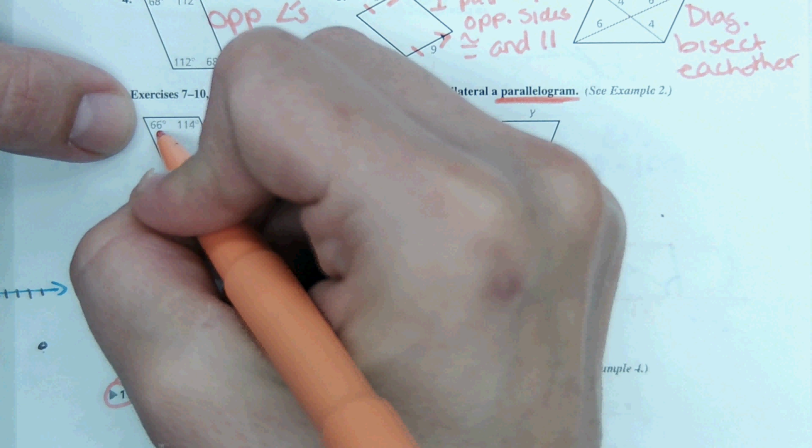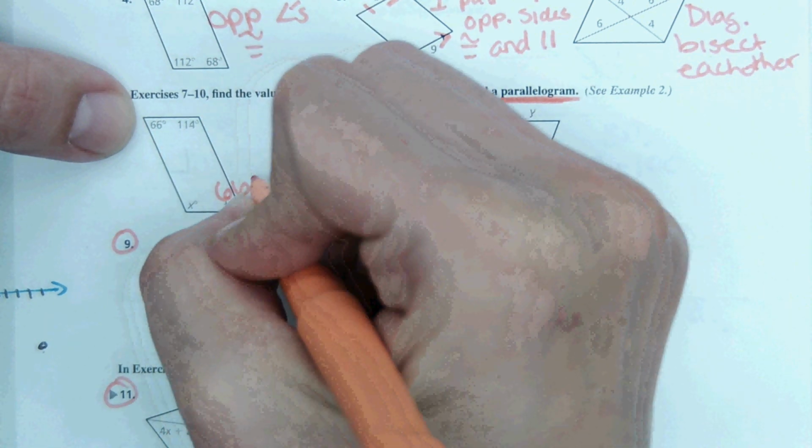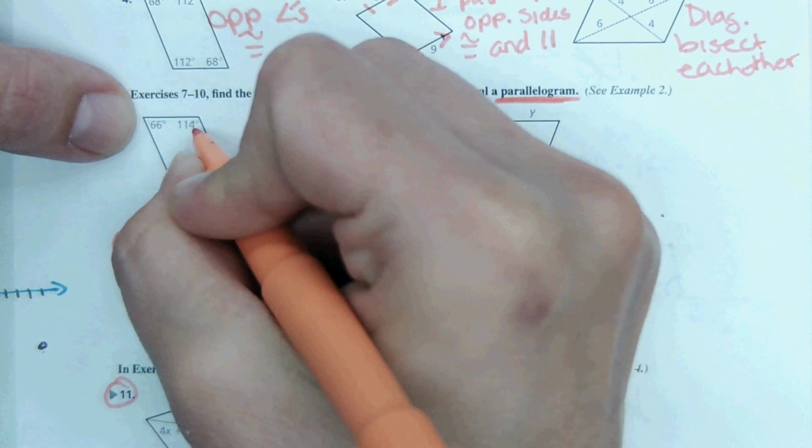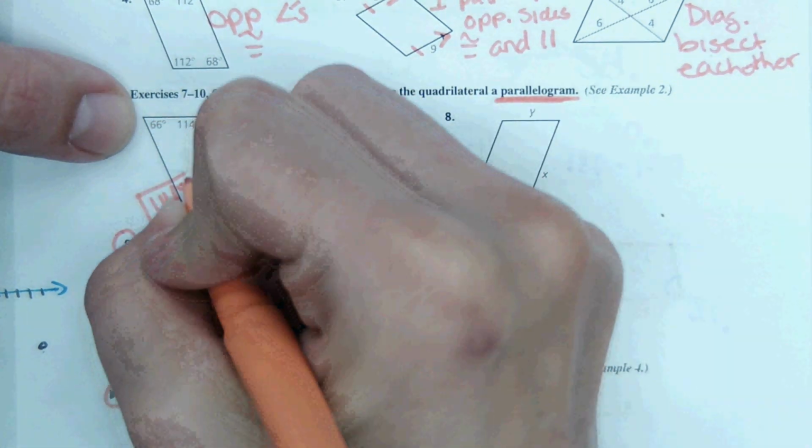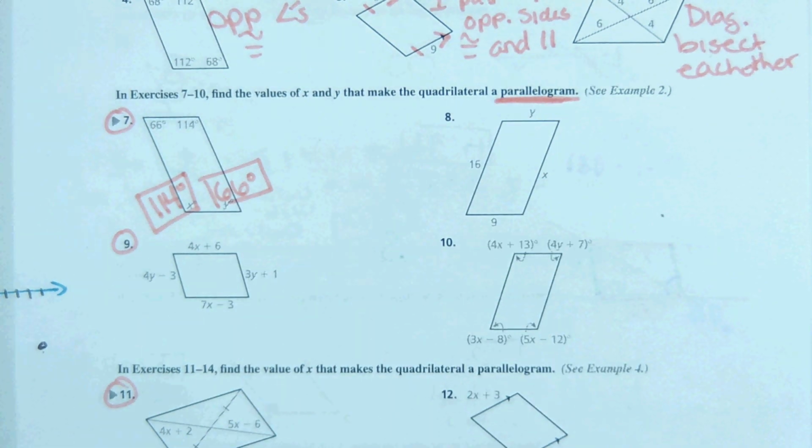It tells you right here that it's a parallelogram, so that's why we know that the opposite angles are going to be equal. So if this is 66, then this is 66 degrees. If this is 114, then this would have to be 114 degrees, because the opposite angles are equal.